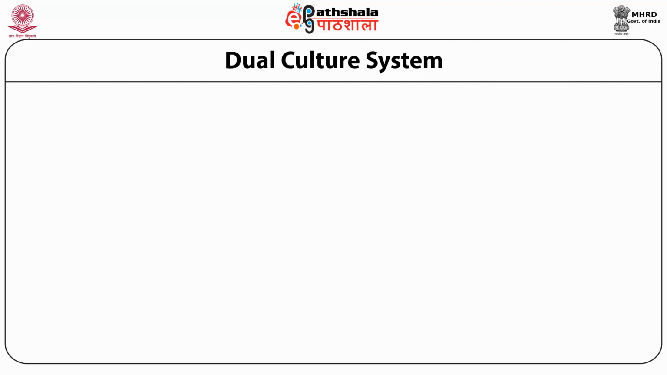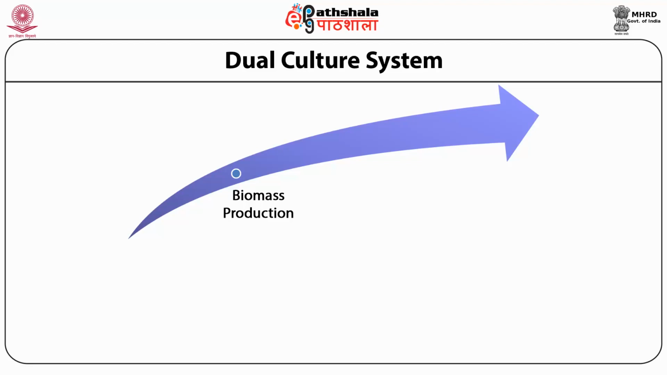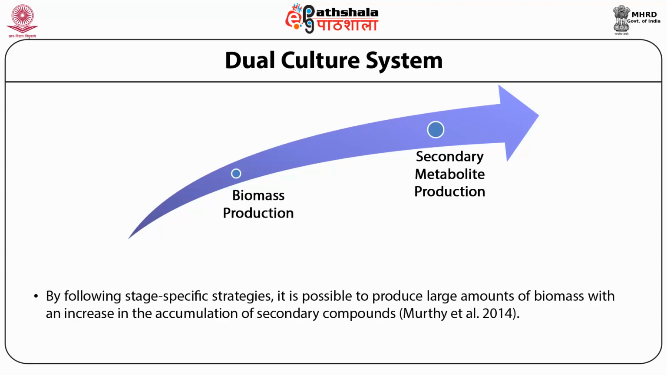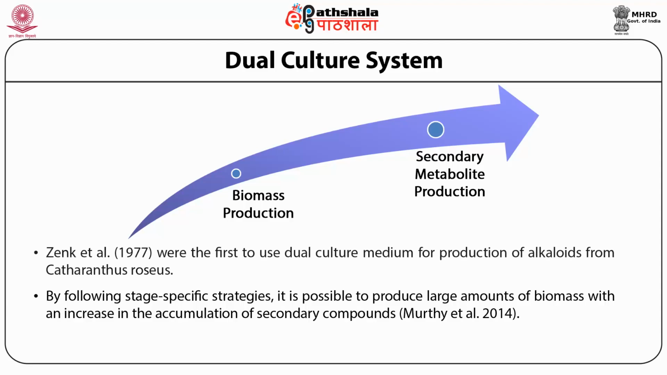Dual culture system. As I had mentioned, the process can be divided into two phases. The first phase is biomass production and the second phase is secondary metabolite production. Each phase has its own specific requirements, and by following stage-specific strategies, it is possible to produce a large amount of biomass with an increase in the accumulation of secondary metabolites. This was first used by Zeng et al. in 1977.